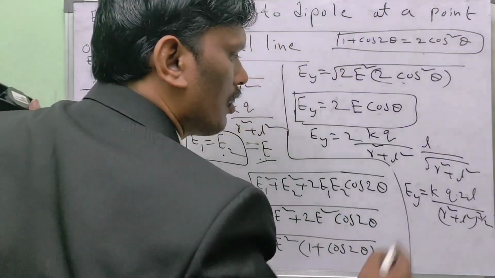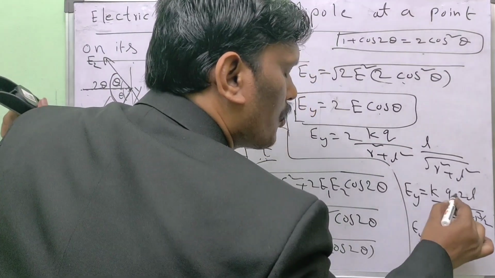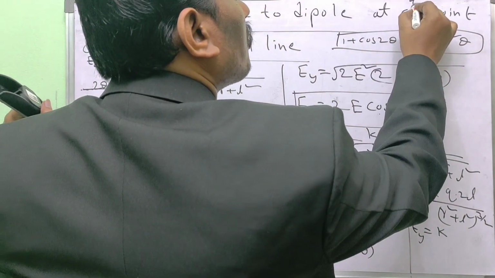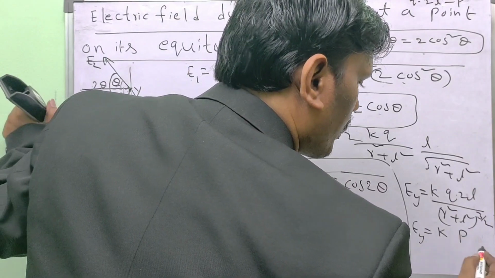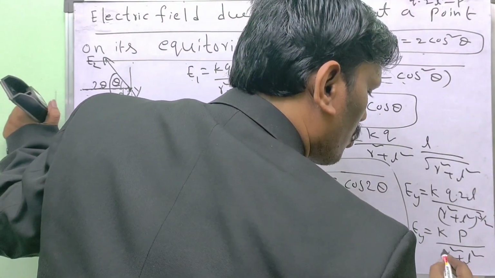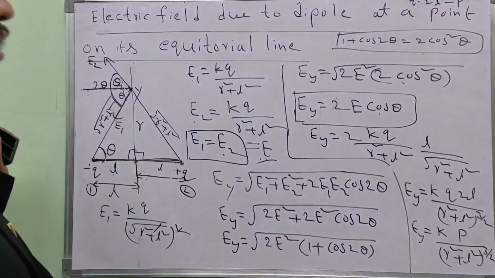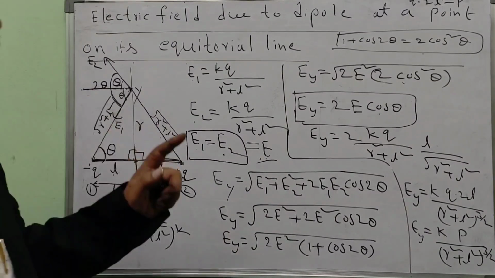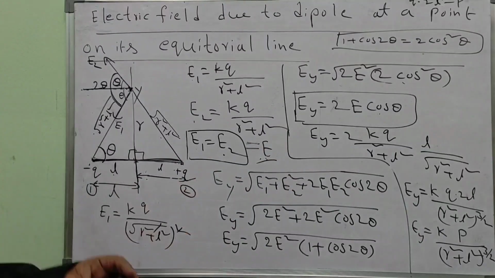So finally Ey is equal to what? K into Q into 2L. Q into 2L means dipole moment P. So P by R square plus L square whole power 3 by 2. That is the electric field due to a dipole at a point on its equatorial line. Note down, students.